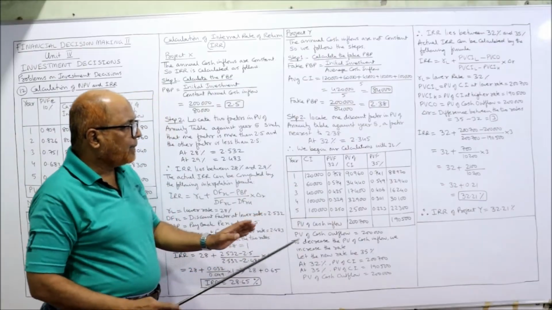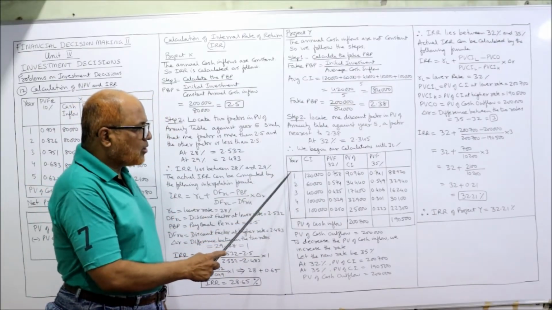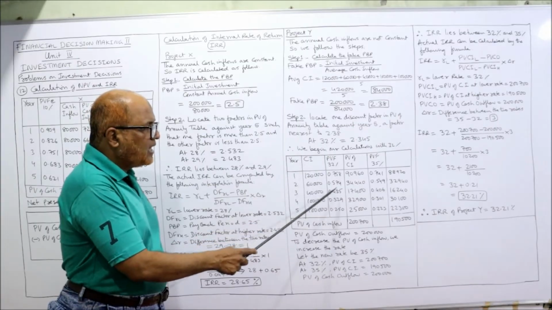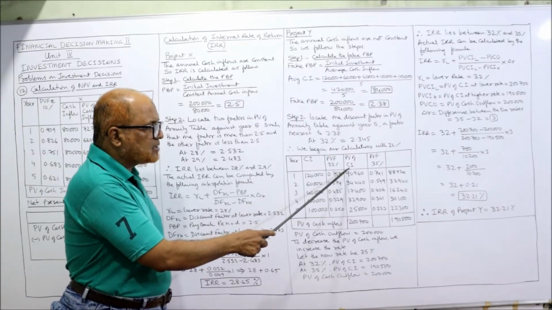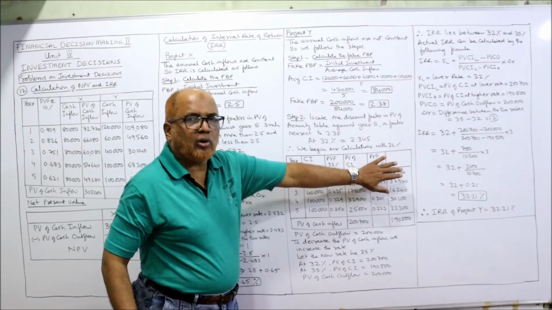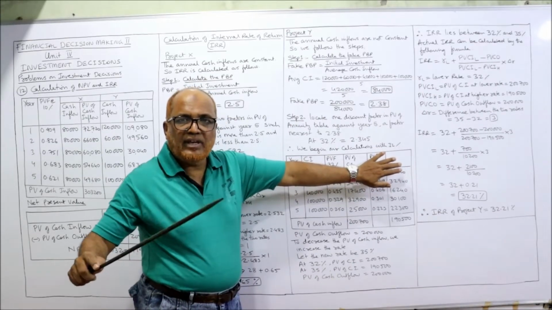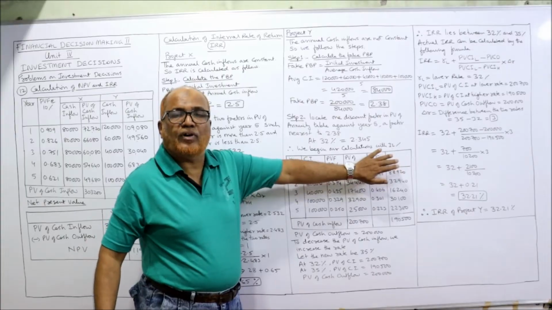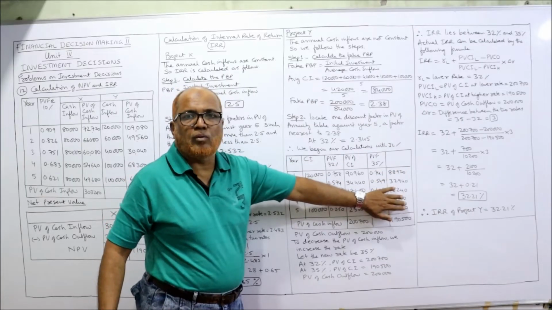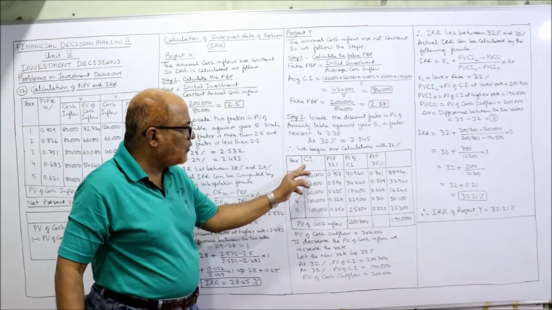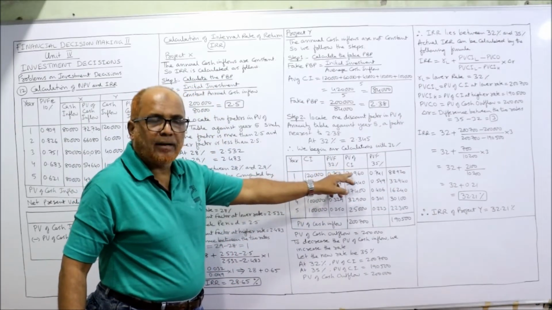First of all, we need 4 columns: year column, cash inflows column, PV factors at 32%, and PV of cash inflow. That's it. Simply draw 2 more columns and leave them. Don't write anything, because we need another iteration. For that purpose, 2 more columns are required. First we concentrate up to 4 columns. 1, 2, 3, 4. Right?